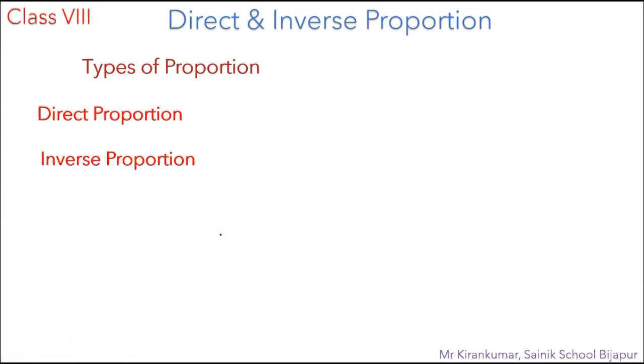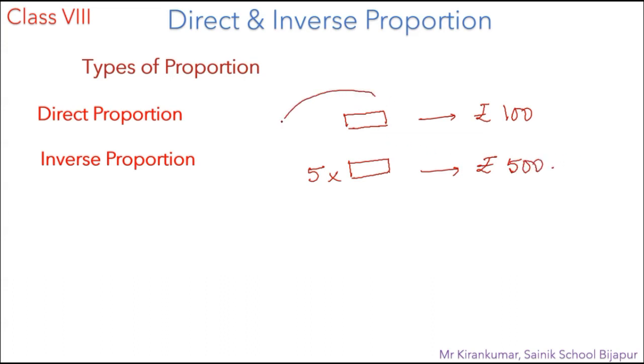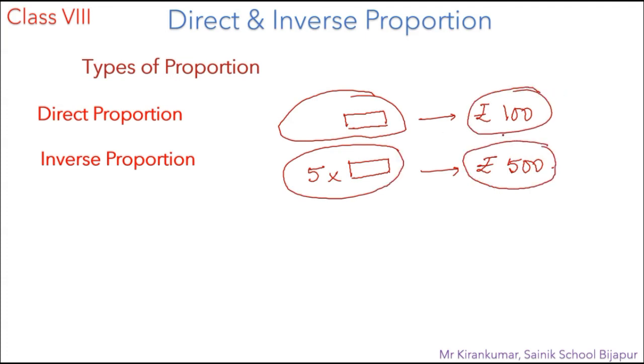Another example could be a compass box. A compass box costs rupees 100. If five such compass boxes are there, five boxes, then it will be rupees 500. So increasing the quantity of the compass box is bringing an increase in their cost. So this is a direct variation. So there are two types of variations. Those variations are termed as direct and inverse proportion.